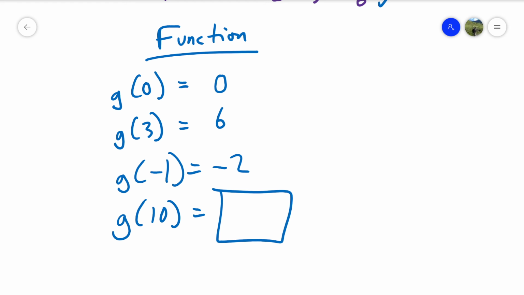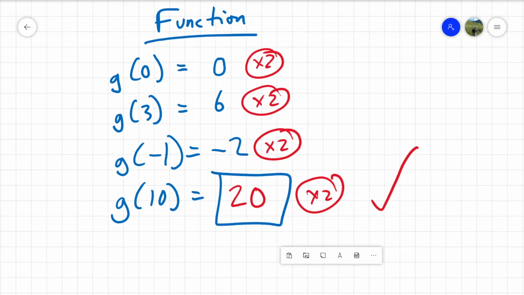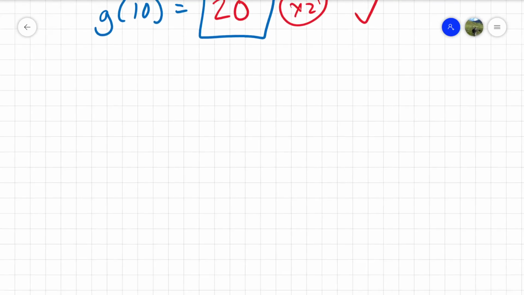What's going on? What does G mean? What would G of 10 be? And the answer is 20, because here you're timesing by 2. 0 times 2 is 0, 3 times 2 is 6, minus 1 times 2 is minus 2, and 10 times 2 is 20. But what we're doing there is familiarizing ourselves with how functions work.